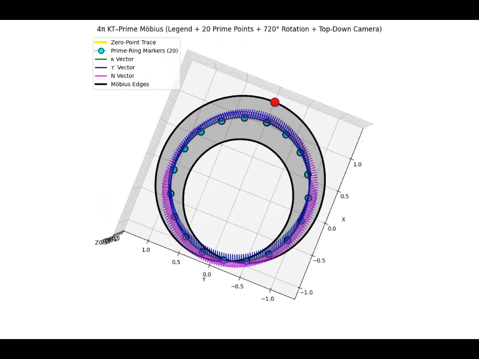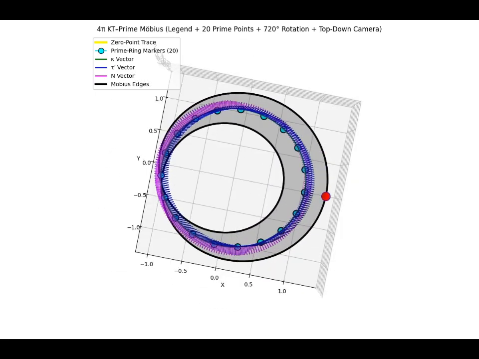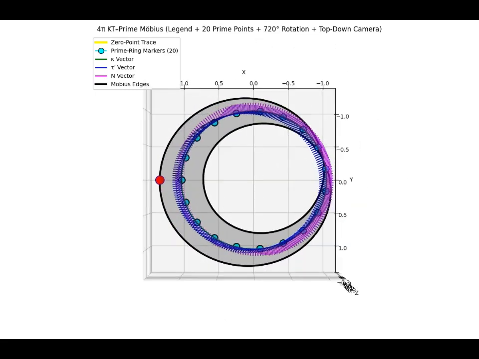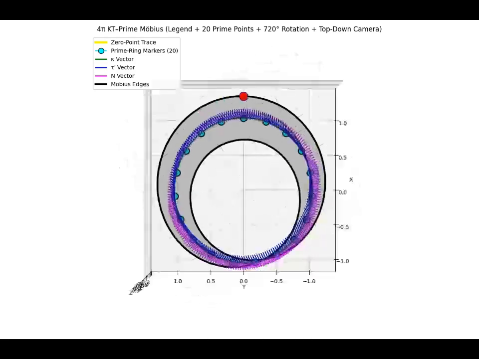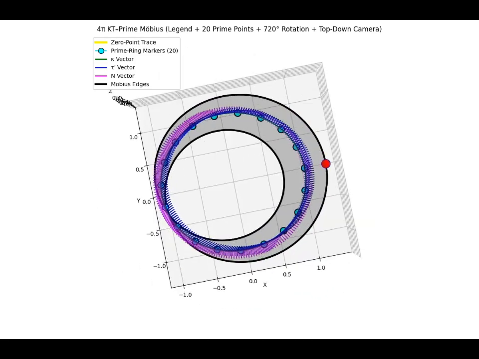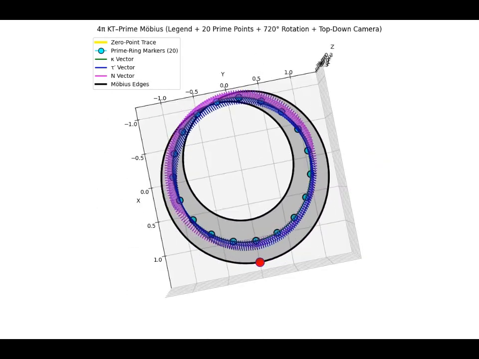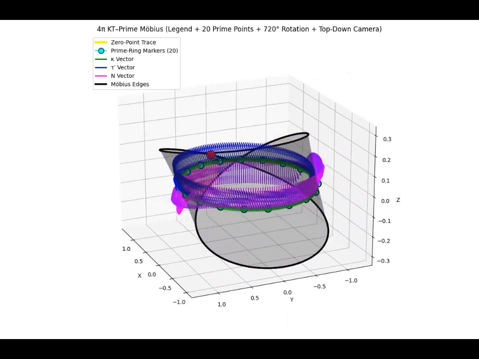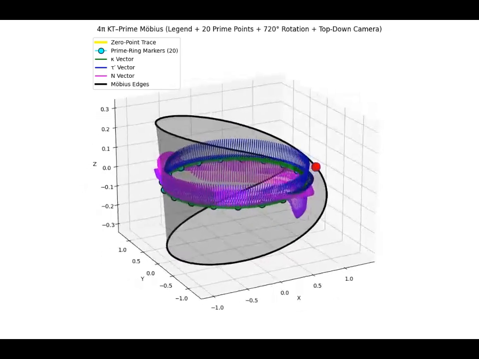Today, we're doing a deep audio dive into the former KT prime Möbius visualization, what its translucent grayscale surface actually represents, why the vector fields are color-graded, and what those 20 zero points are telling us about the hidden structure of mathematics. By the end of this episode, you'll understand the topology behind the Möbius strip, how prime numbers connect to geometric turning points, and why this visualization is more than just a pretty shape. I've got someone here who lives and breathes this stuff, so let's get into it.